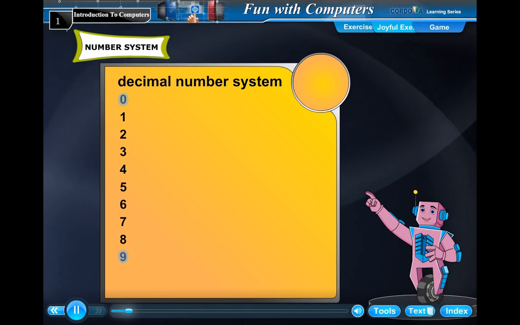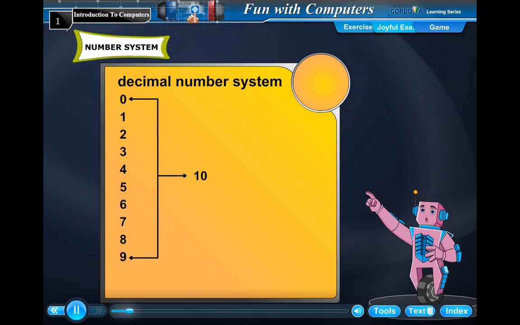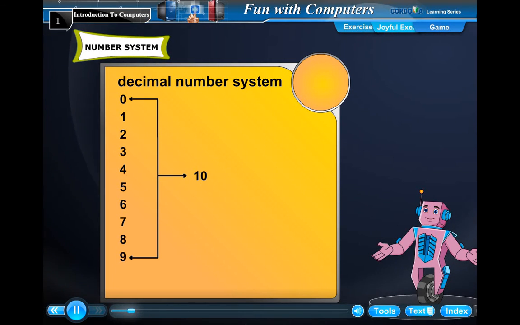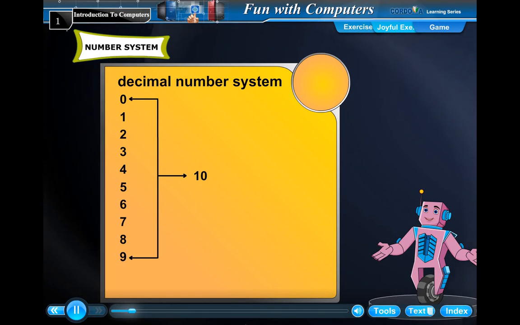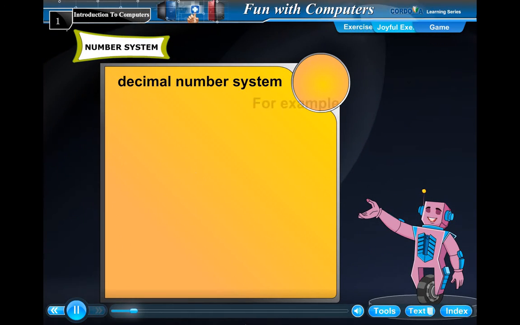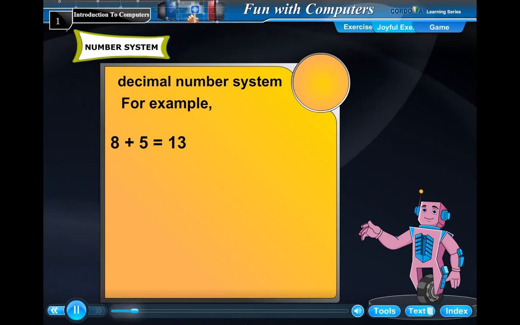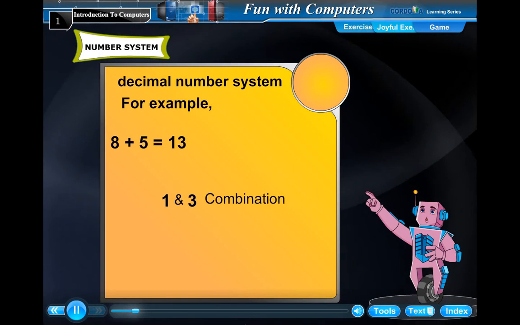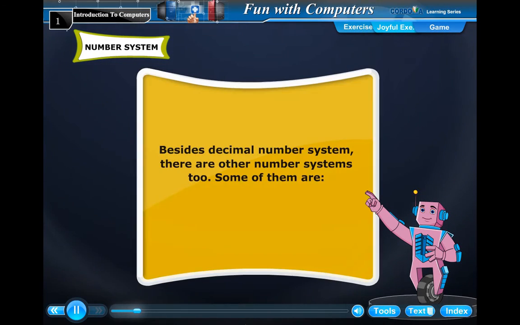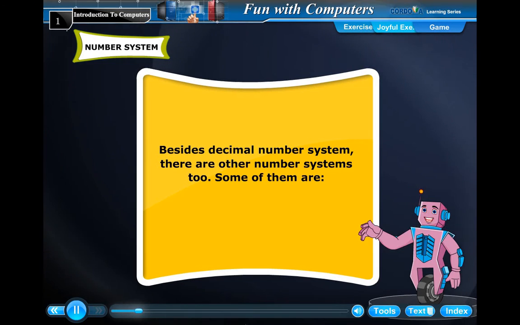These 10 digits from 0 to 9 are used to represent a number or quantity. Any quantity greater than 9 is represented by a combination of 2 or more digits. For example, if we add 8 and 5, then the result is 13, which is a combination of 1 and 3. Besides decimal number system, there are other number systems too.